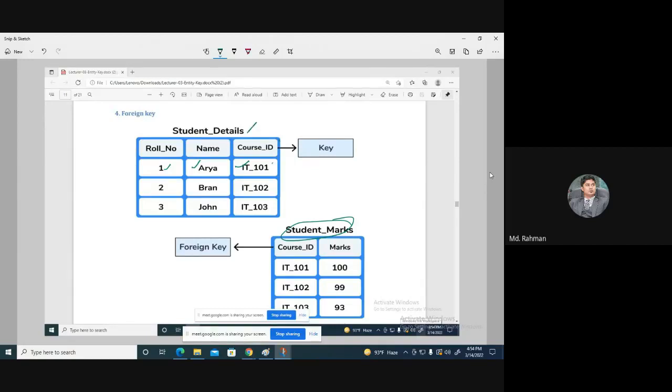two tables. One is student details table 1 and the student marks table 2. How can you connect two tables, the student details table and student marks table? So to connect course ID, let's see, course ID, course ID. Yeah, course ID, that means when you write course ID here, it is written here, that means it is connected to IT 101.